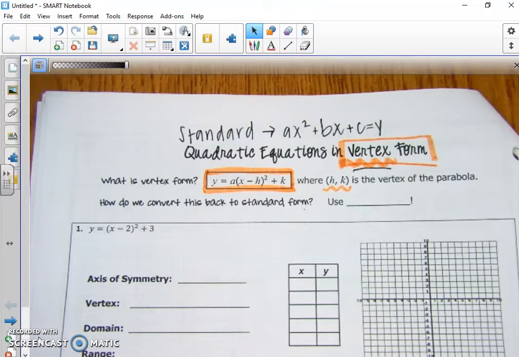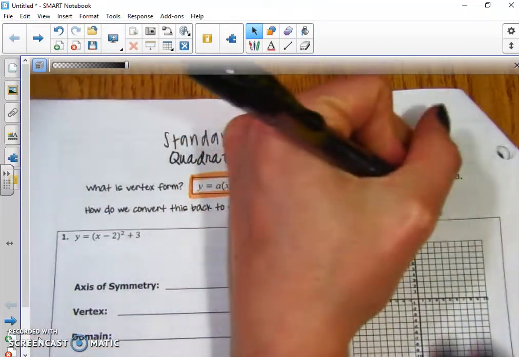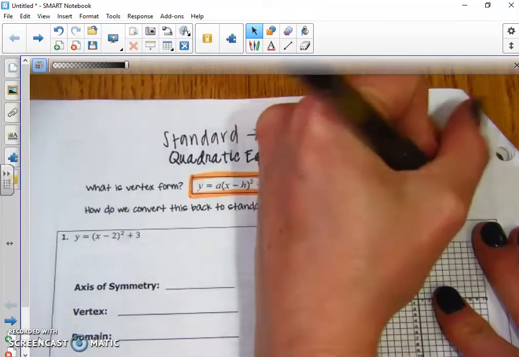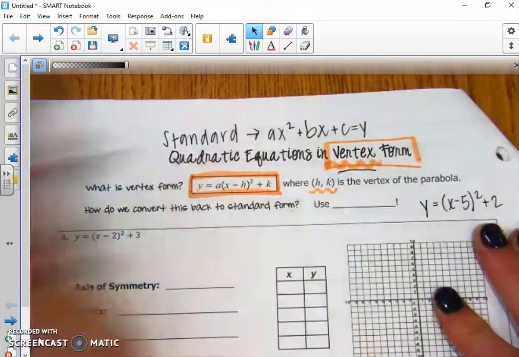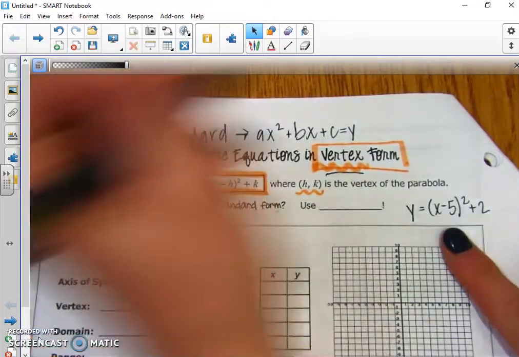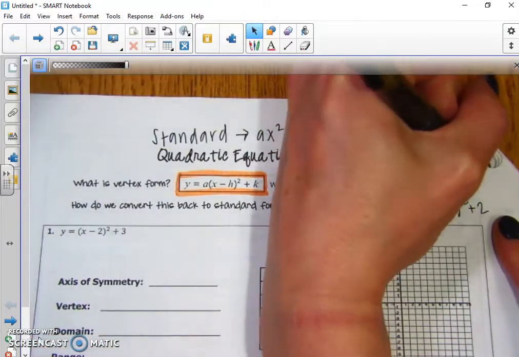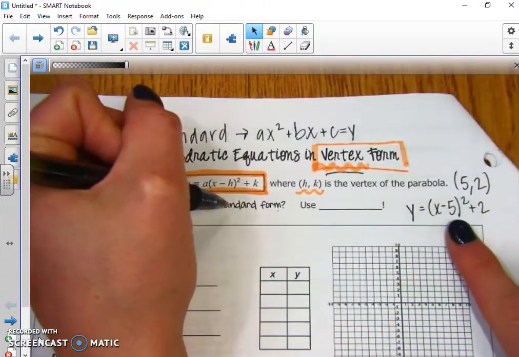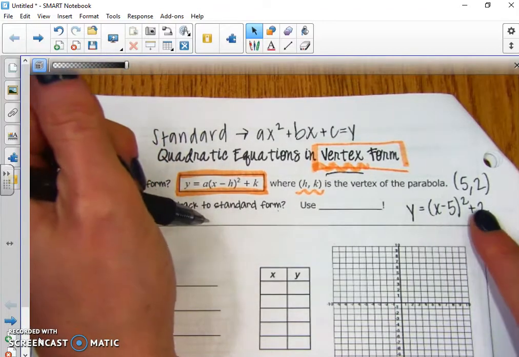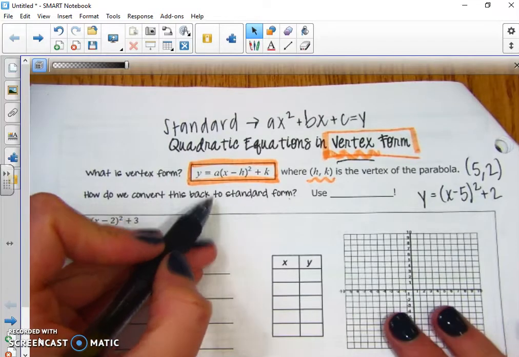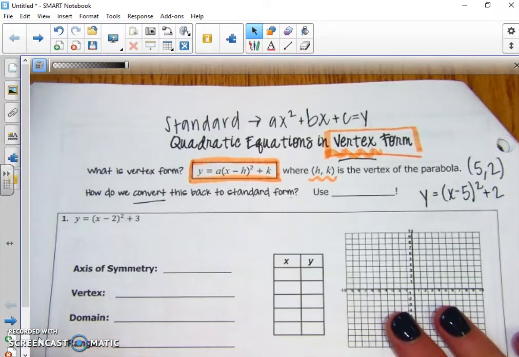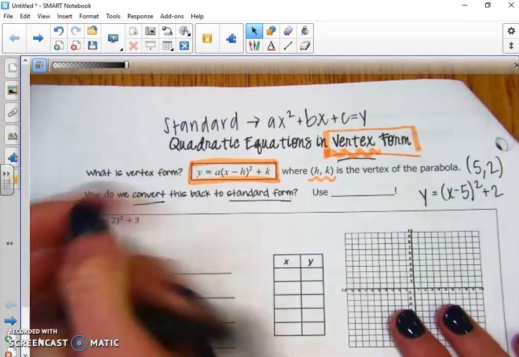So for instance, if I had an equation that looked like this, y equals (x minus 5) squared plus 2, my vertex would just be (5, 2), because there's my h and there's my k. So (5, 2) would be the vertex. A lot of times when we have it in vertex form like this, we need to convert back to standard form. So how do we do that?